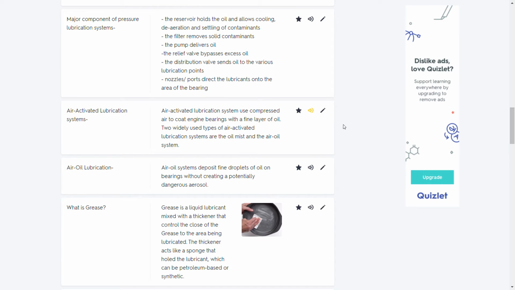Air-activated lubrication systems. Air-activated lubrication systems use compressed air to coat engine bearings with a fine layer of oil. Two widely used types of air-activated lubrication systems are the oil mist and the air oil system. Air oil lubrication: air oil systems deposit fine droplets of oil on bearings without creating a potentially dangerous aerosol.